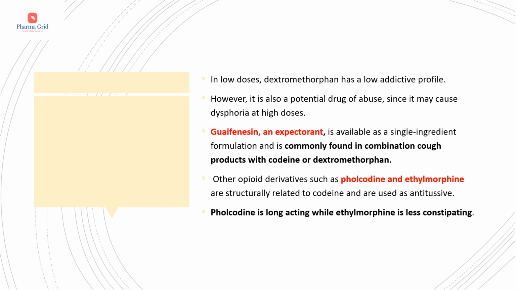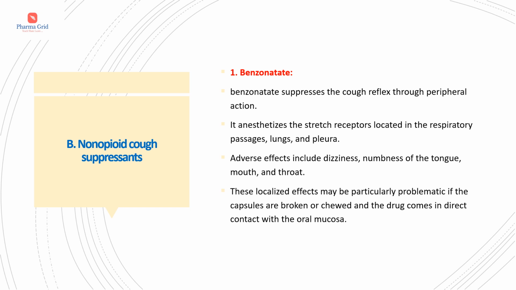Next drug is guaifenesin. It is used as an expectorant. This guaifenesin is available as a single ingredient formulation and is commonly found in combination cough products with codeine or dextromethorphan. Other opioid derivatives such as pholcodine and ethylmorphine are structurally related to codeine and are used as antitussives. Pholcodine is long-acting while ethylmorphine is less constipating. Next category is non-opioid cough suppressants.